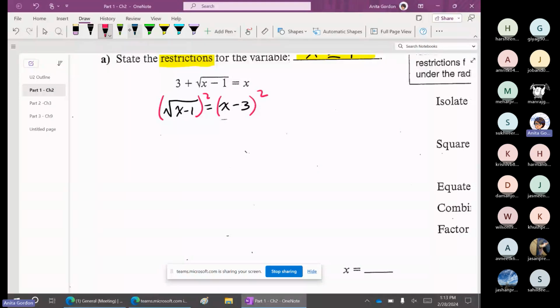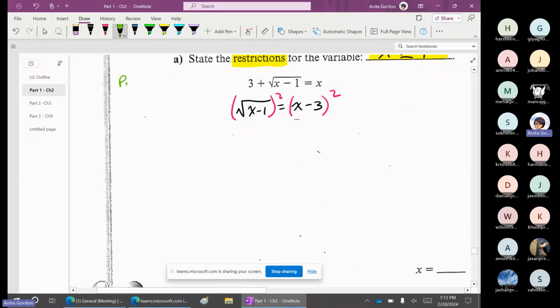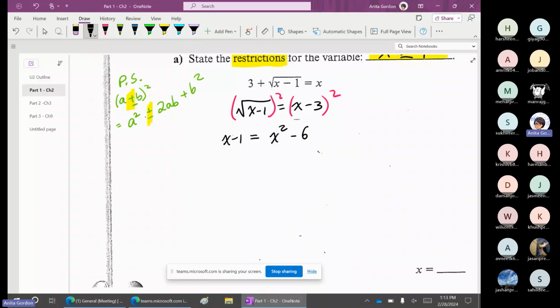A quick little side note here. This is a perfect square. Remember that when we have a plus b all squared, or it could be minus b, but when everything is squared, this is a squared plus or minus 2ab. So whatever sign is here is the same sign here. And then plus b squared. So this is x minus 1. The radical cancels the square. Okay, x squared minus 6x plus 9.